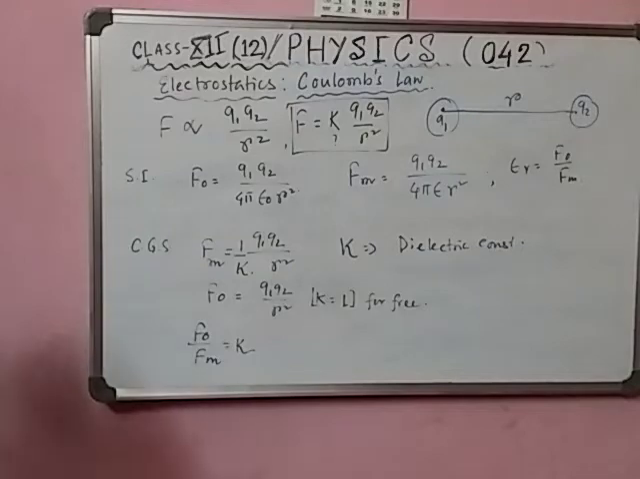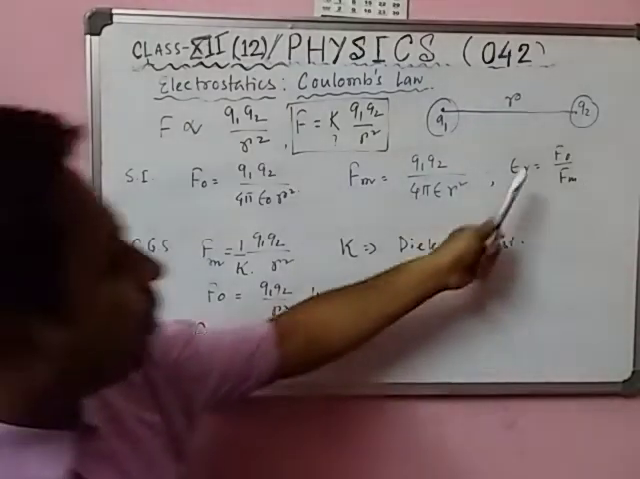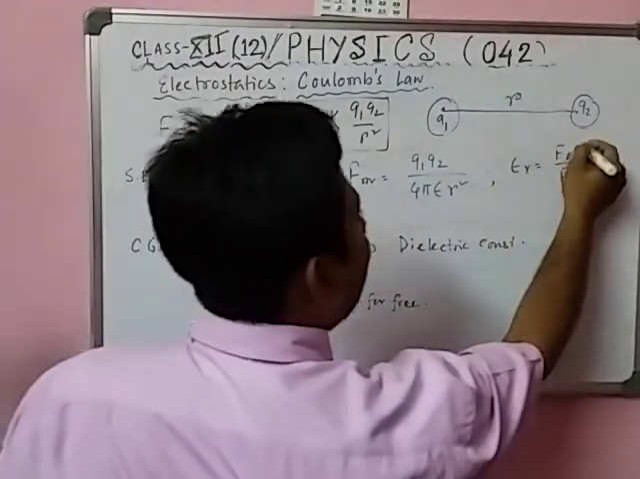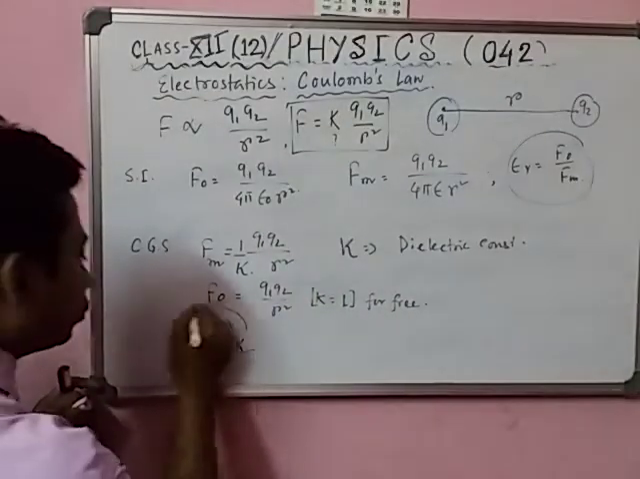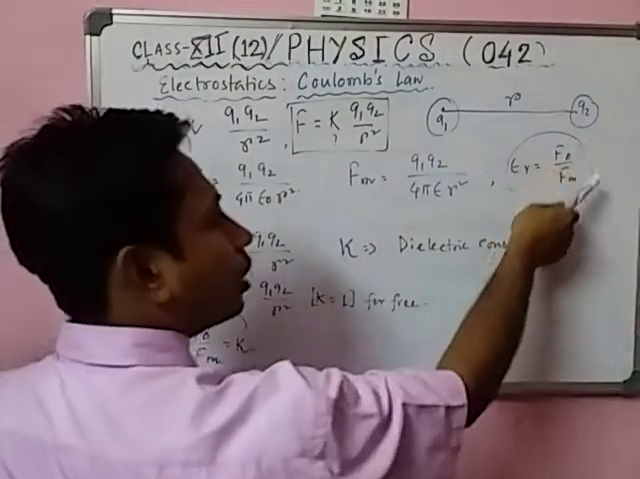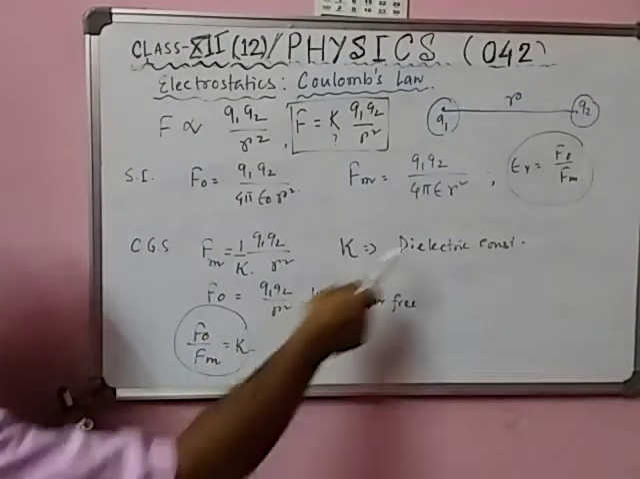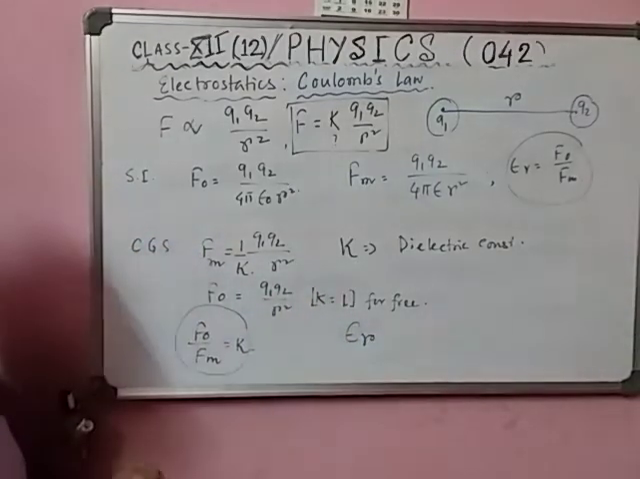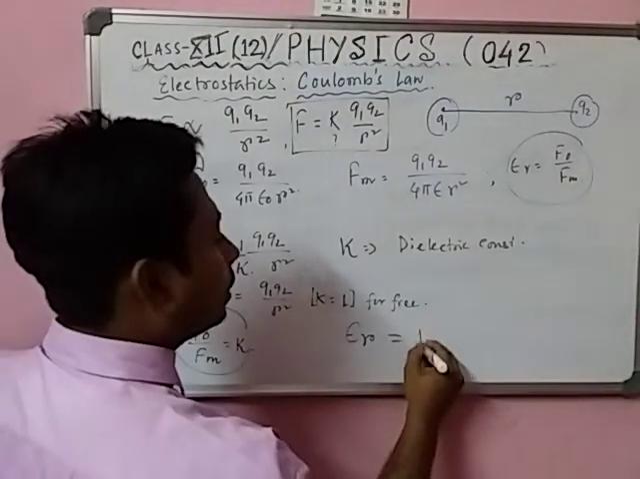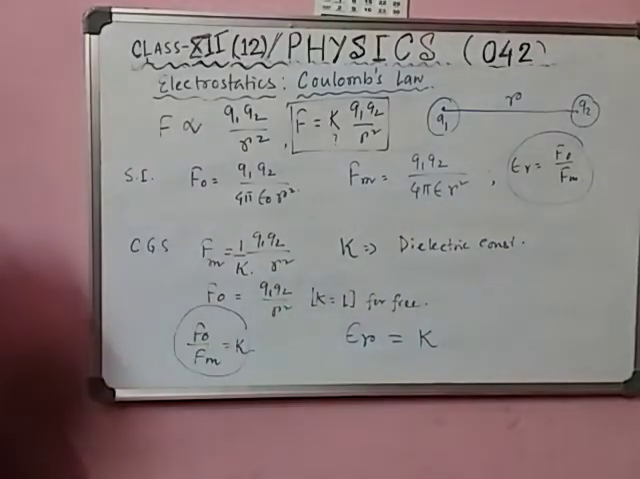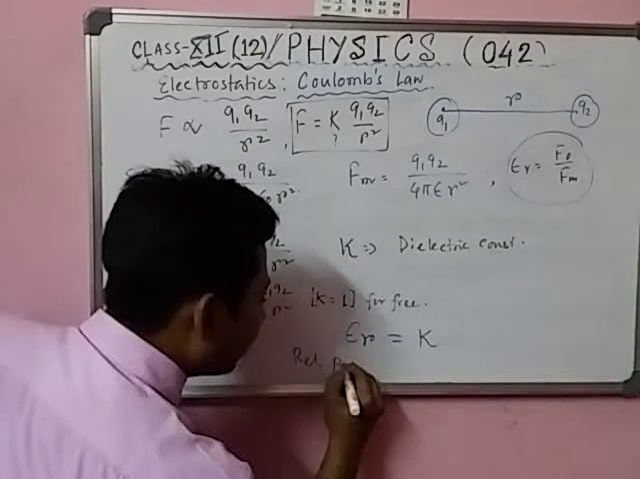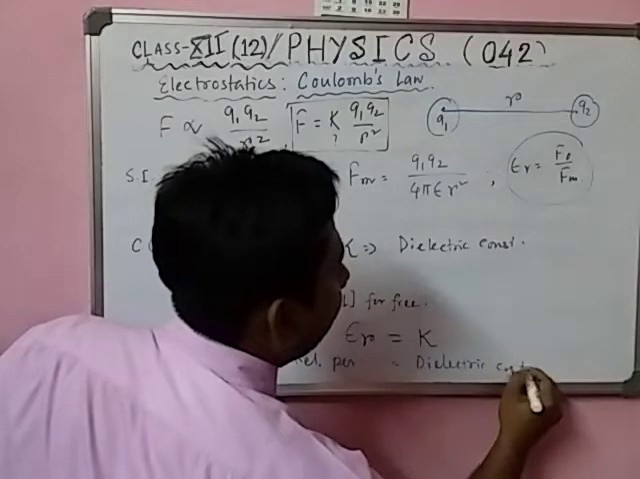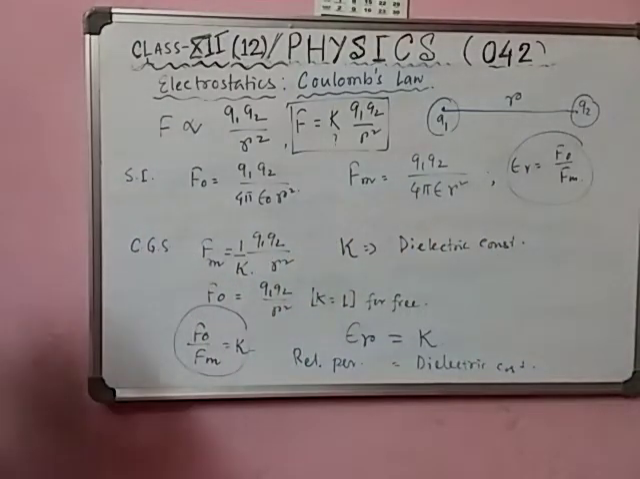And students, surprisingly, this k and epsilon r are the same thing, because epsilon r means f naught by fm, and k also means f naught by fm. So you can equate them. You can write epsilon r, relative permittivity, is equal to dielectric constant K, right?